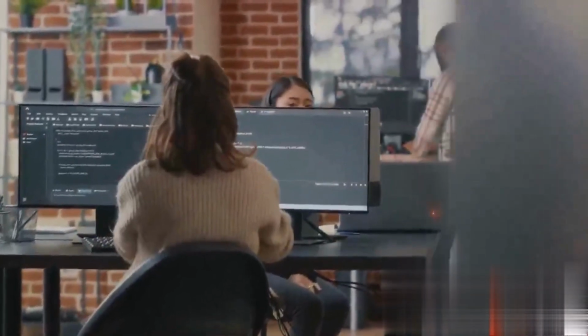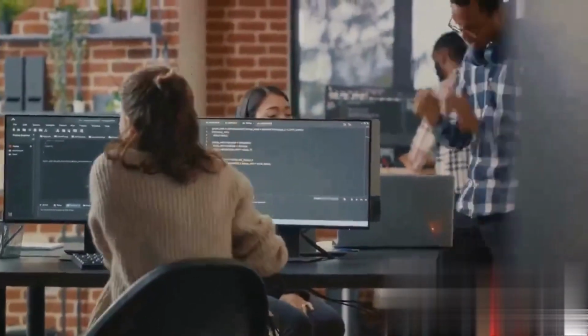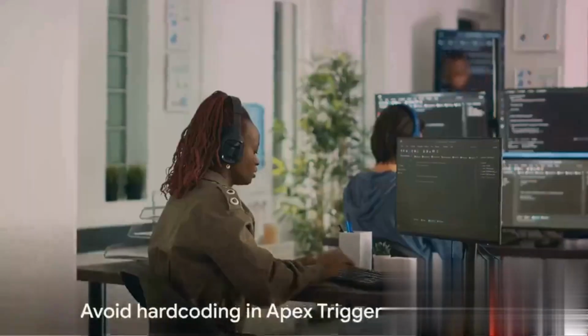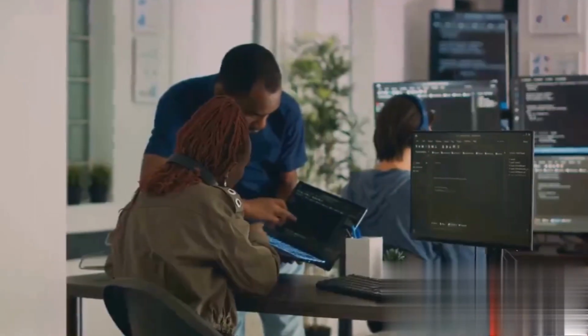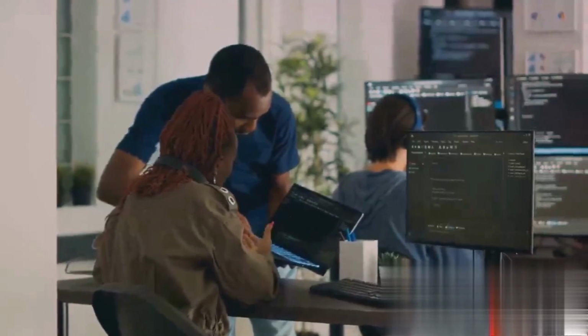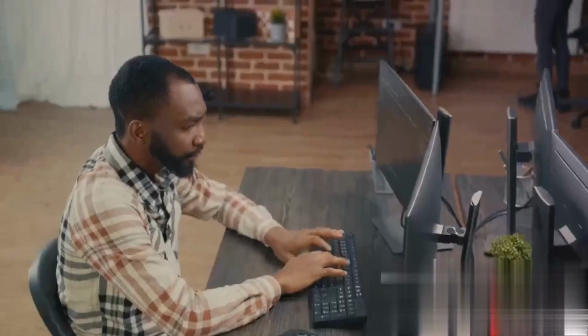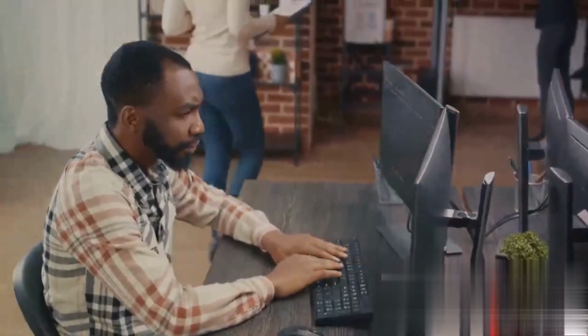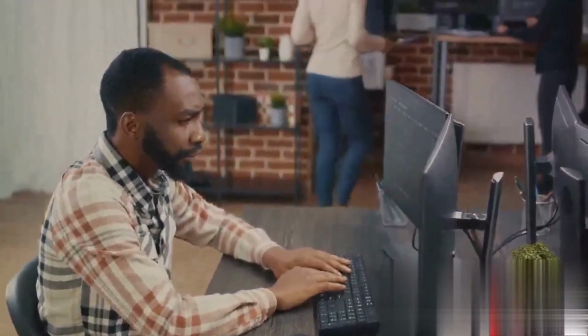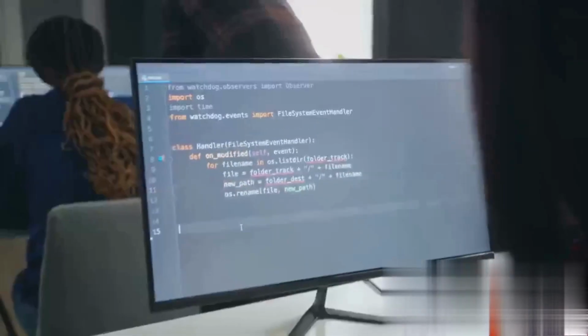It's always a good idea to have a single trigger per object and use a helper class to manage the logic. Moving on, let's touch on the topic of hard coding. As a general rule of thumb, hard coding should be avoided at all costs. Hard coding refers to embedding specific information directly into your code, such as IDs, which can cause issues when deploying the code to different environments. Instead, consider using custom settings or custom metadata types to store this kind of information.